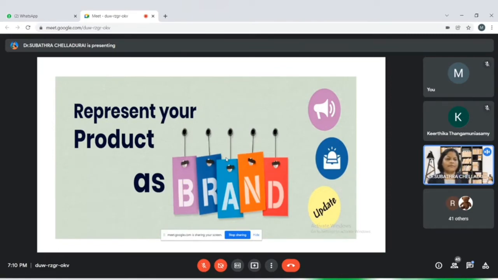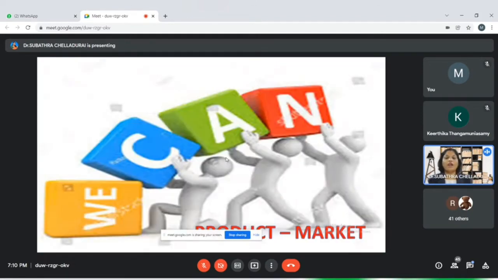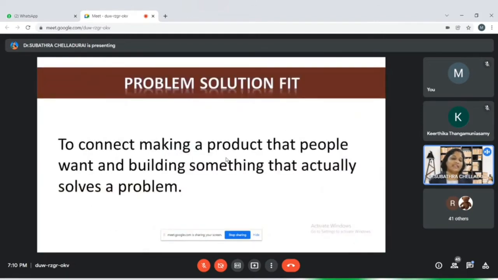It is one of the leading names, a top person on the list of good, successful entrepreneurs. He says it is the duty of the manufacturers or the company to identify the need of the customer. So what is a brand? It's the name of the product. It's very simple. So what we have to do is to find a solution to a problem, to connect, making a product that people want, building something that actually solves a problem.